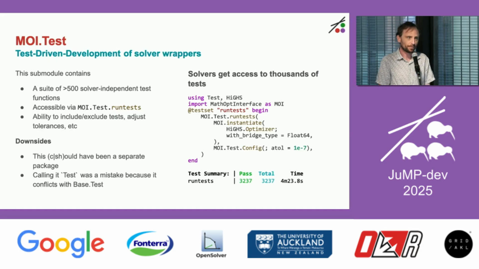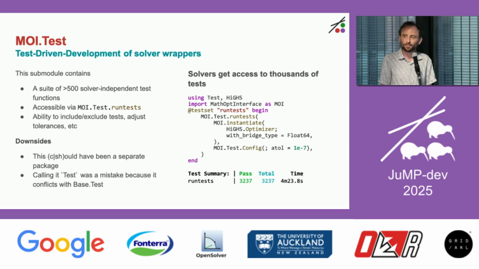I think one really key part of MOI is this MOI.test submodule. This submodule contains tests for solvers to try and check that they all implement the MOI API correctly. On the right, we can see the result of running HiGHS over these tests. You say MOI.test.run_tests, you pass in an instance of HiGHS and a conflict object, and it goes away and cranks through 3,500 tests in 4.5 minutes.